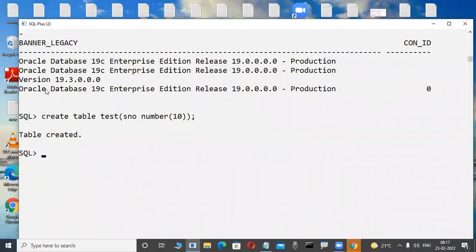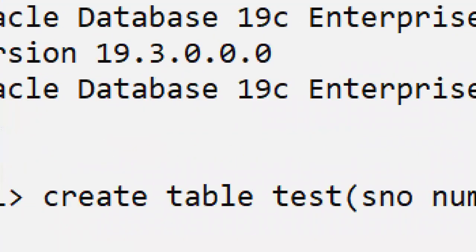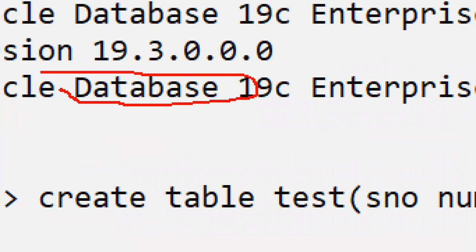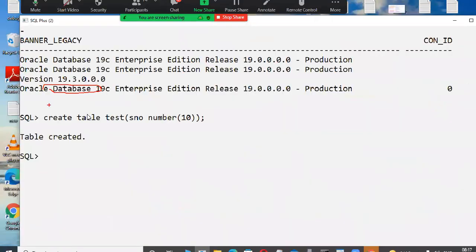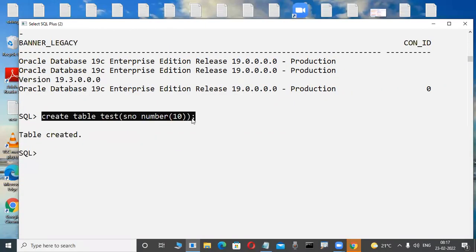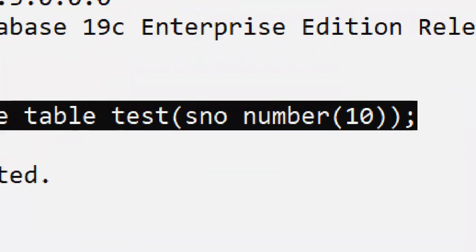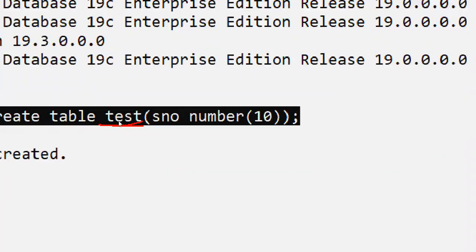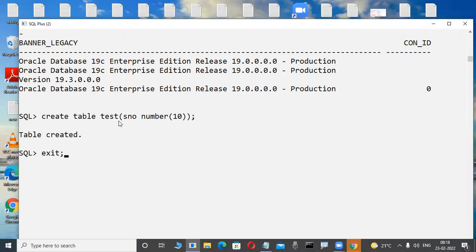Slowly observe here. This is an Oracle database. I'm installing Oracle software, and you will also install it in future. Some place is created on a disk. In that one I'm creating a table, which means I'm storing some data. The table name is test. Test is the table. Now I exit from the database.